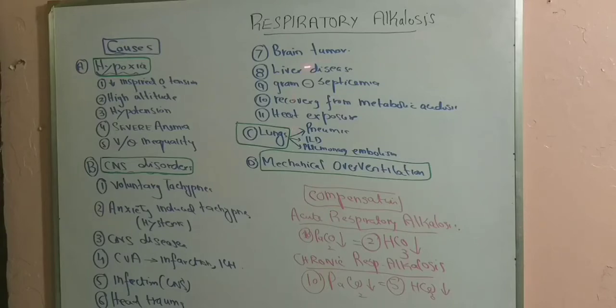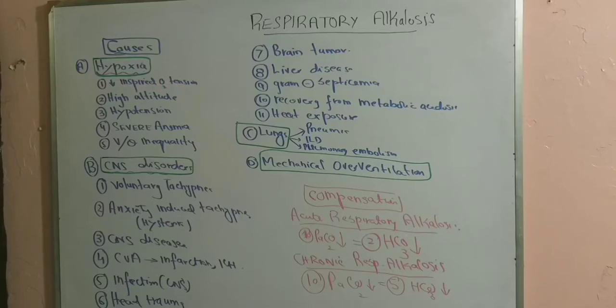What are the causes of respiratory alkalosis? These causes can be subdivided into four main categories: the ones which cause hypoxia, the ones which are related to the brain, those which are related to the lungs, and those which are related to mechanical ventilators. The ones which are related to hypoxia are decreased oxygen concentration, or decreased partial pressure of oxygen in the blood. These causes are decreased inspired oxygen tension.